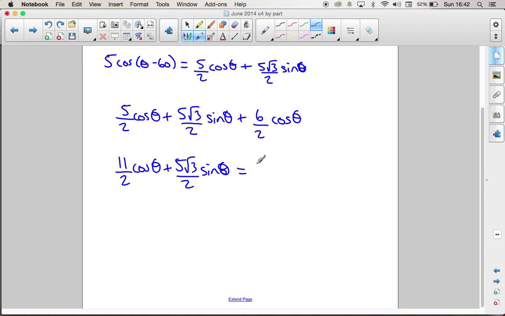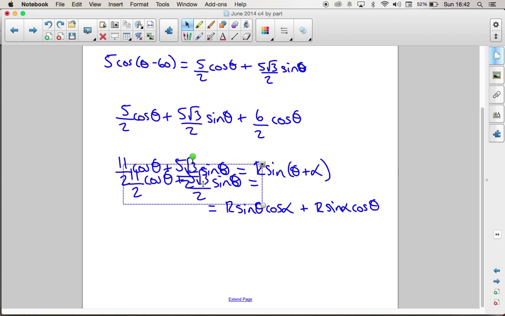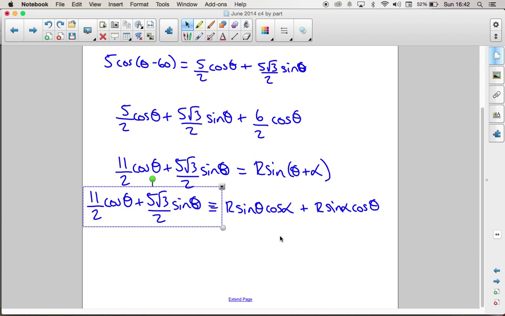And we want to write that in the form r sine theta plus alpha. So again, using the addition formula on this, that can be written as r times sine theta cos alpha plus r sine alpha cos theta. So they're equal to each other.